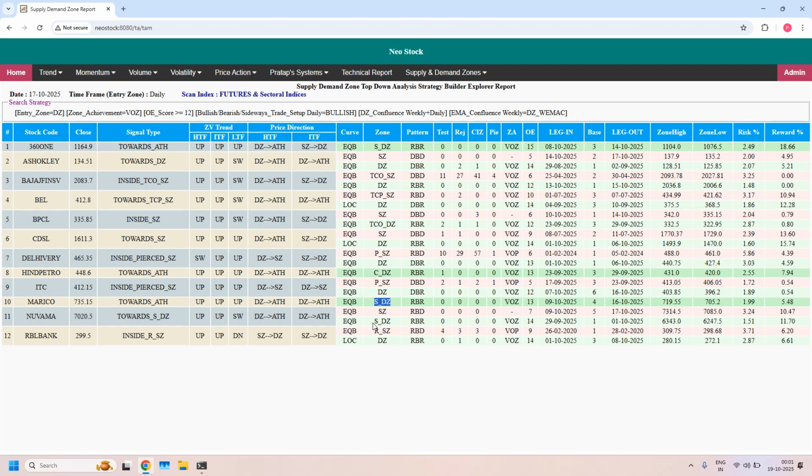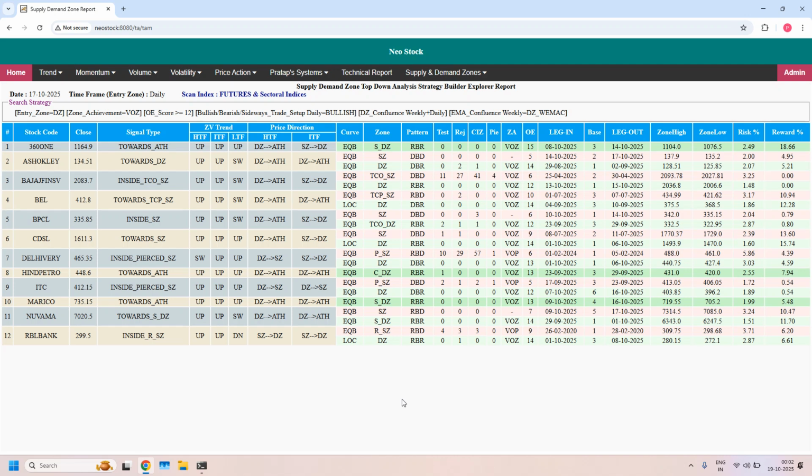Provided less than 20 checklist items are satisfied. Otherwise, higher chances of zone violation. That is a very important point. I don't guarantee all these 12 stocks will give success. They may give you success only if less than 20 checklist items are satisfied. That point we should not forget. Okay, these are high probability trade setup zones based on the first strategy.